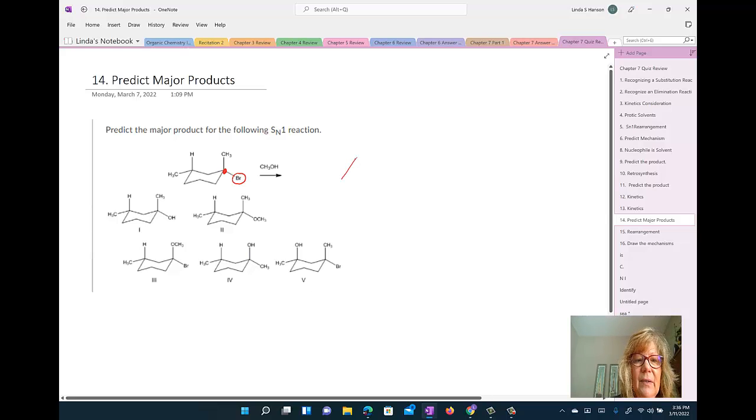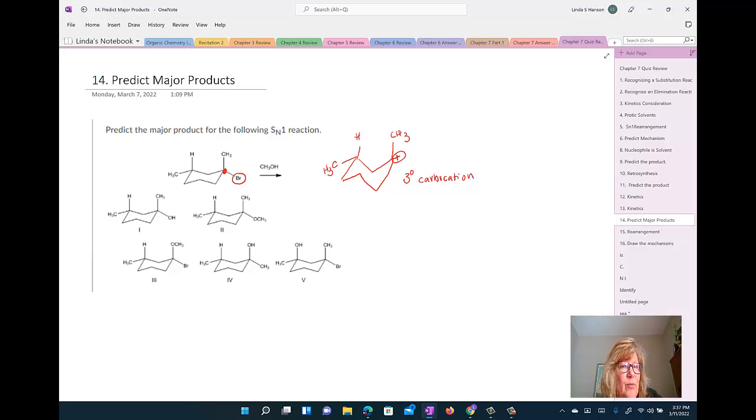So here are hydrogen, methyl. The leaving group leaves, so there is my carbocation. Notice this is a tertiary carbocation, a very stable intermediate. So, all right, there's the carbocation intermediate.